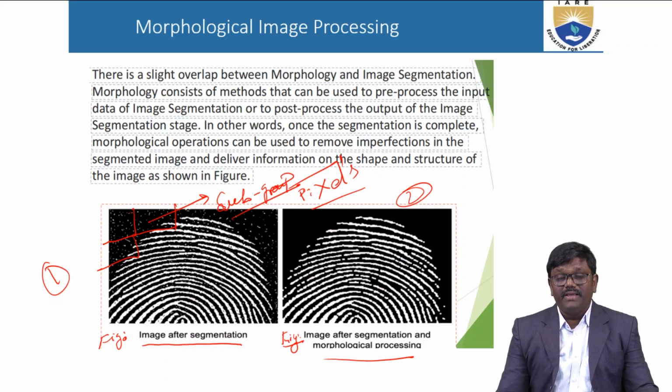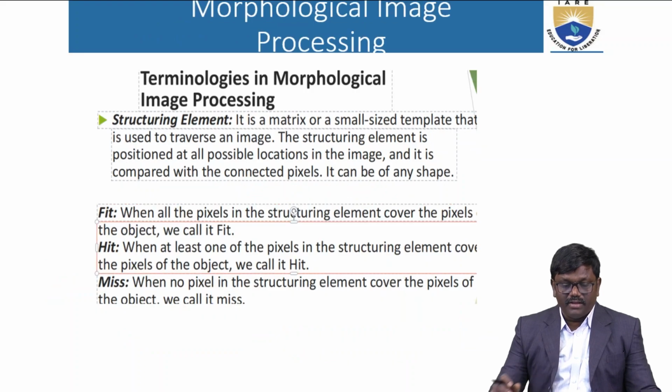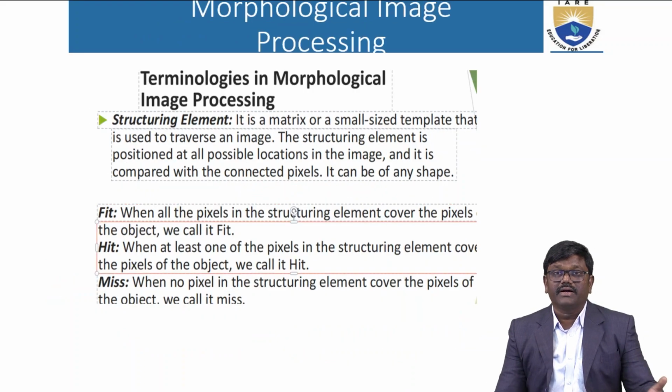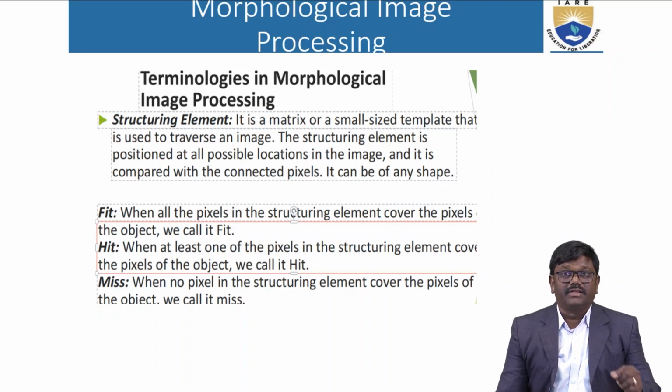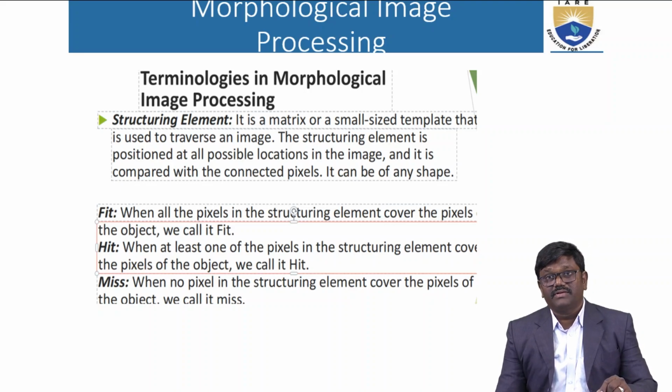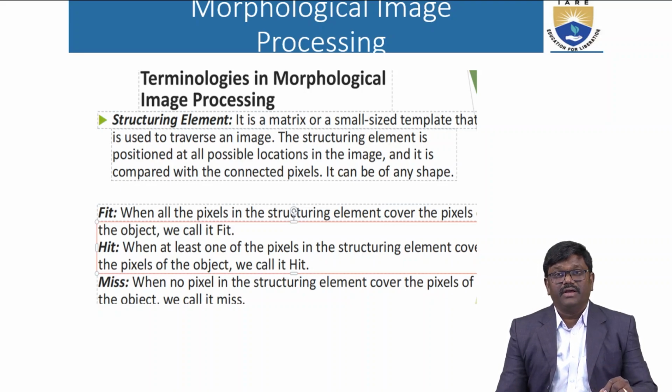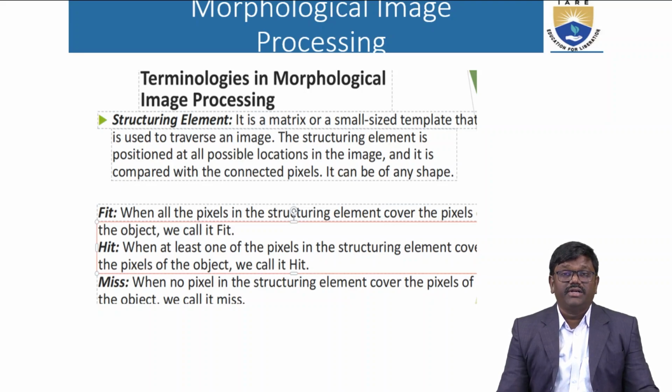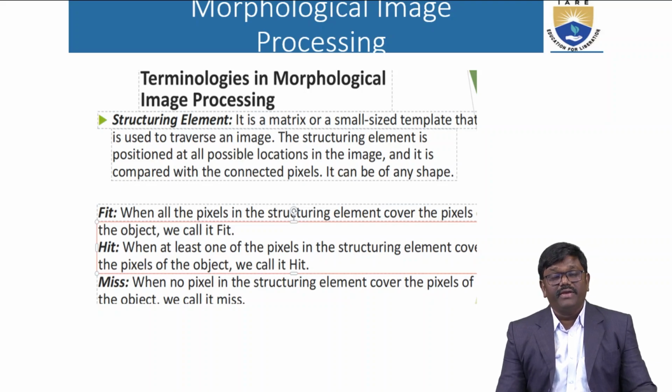We are applying very simple image processing in terms of morphological operations. What will those morphological operations be? Let me see first of all the terminologies which we are concentrating on in morphological image processing. Number one, the structuring element, which is a matrix or a small sized template that is used to traverse an image. The structuring element is positioned at all possible locations in the image and it is compared with the connected pixels. It can be of any shape.